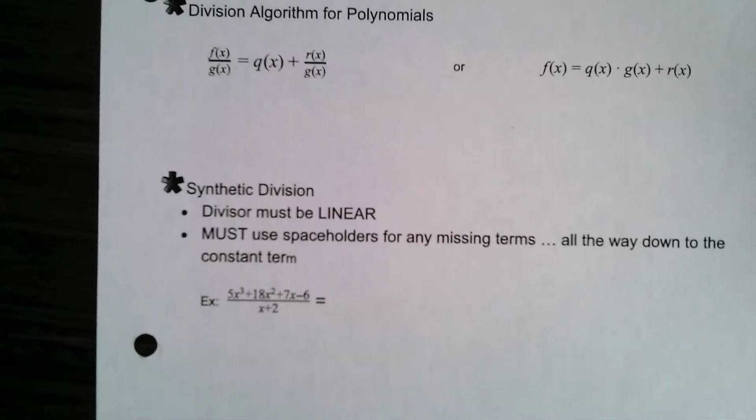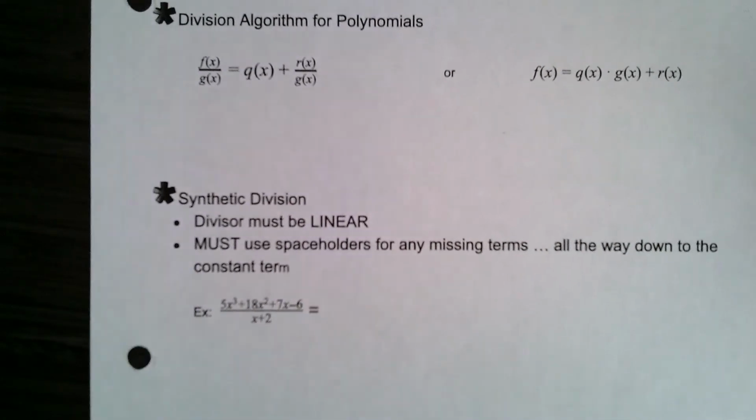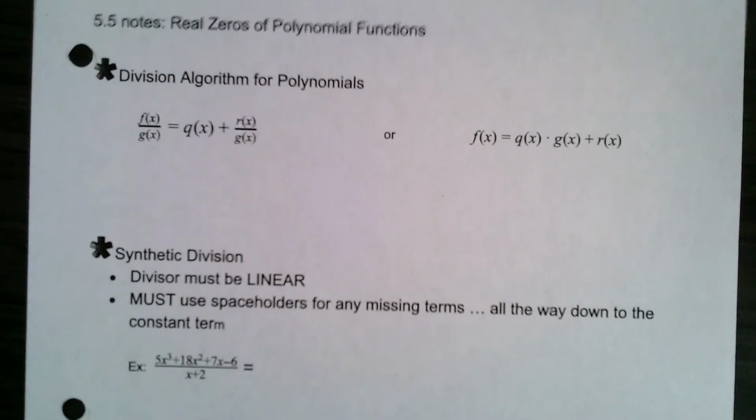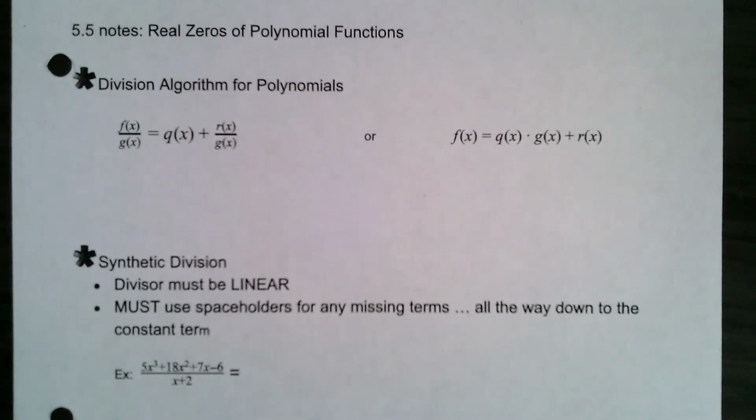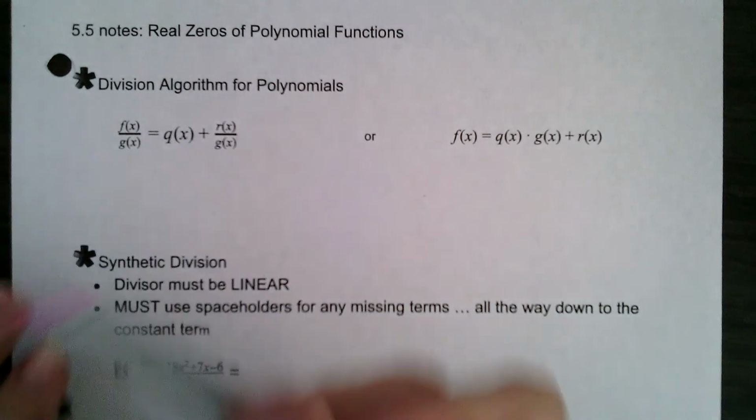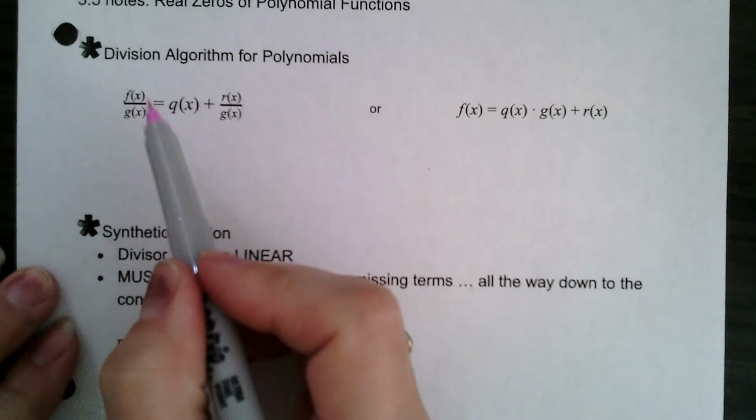What we're going to talk about in section 5.5 today is the real zeros of polynomial functions. We need to start out by talking about what we call the division algorithm. Algorithm just means a series of steps. So what we're doing is we are going to be dividing two polynomial functions.